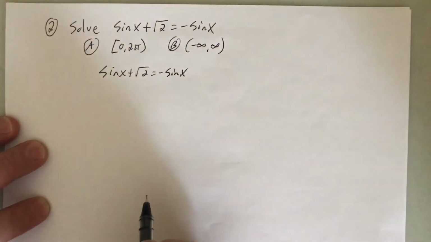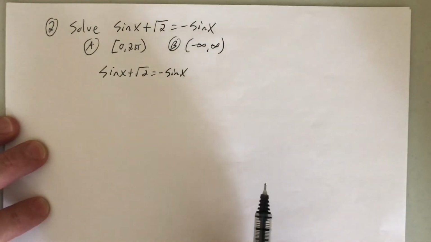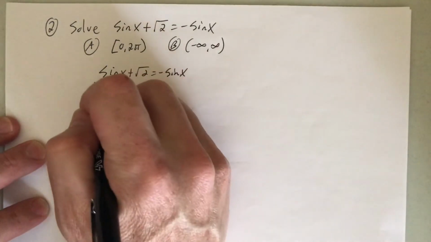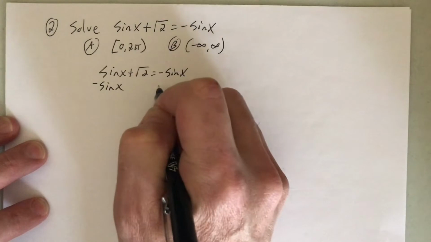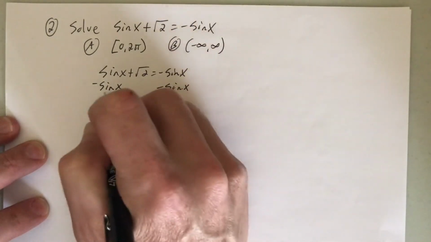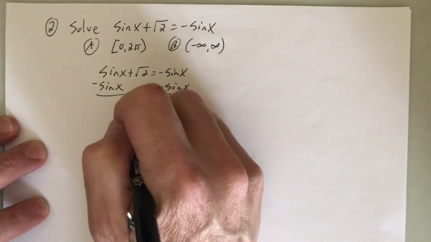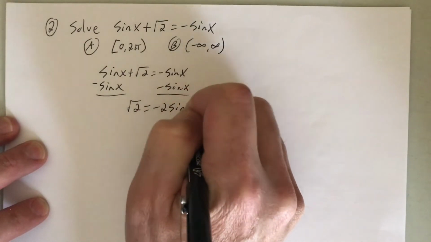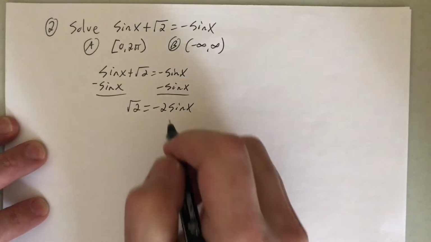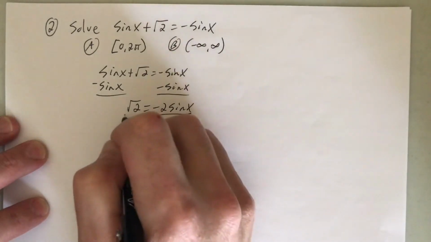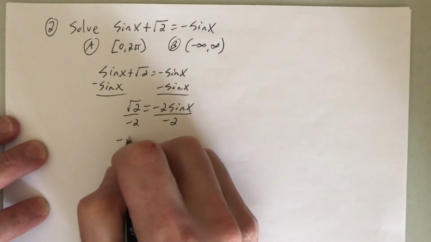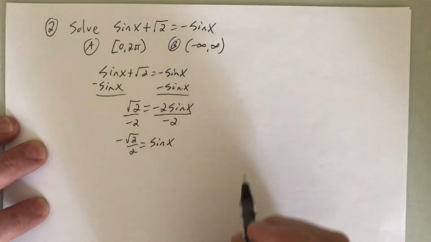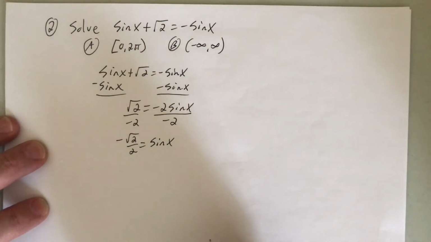And we want to get sine by itself. So you can either move this over to this side or you can move this over to this side. So I'm just going to subtract sine x to both sides. So that would give me the square root of 2 is equal to negative 2 sine of x. I'm going to divide by negative 2. So I basically get sine x equals negative the square root of 2 over 2.